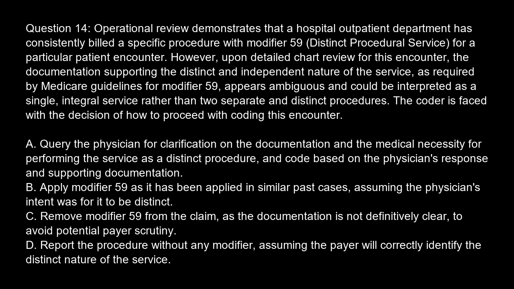Option A. Query the physician for clarification on the documentation and the medical necessity for performing the service as a distinct procedure, and code based on the physician's response and supporting documentation. Option B. Apply modifier 59 as it has been applied in similar past cases, assuming the physician's intent was for it to be distinct. Option C. Remove modifier 59 from the claim, as the documentation is not definitively clear, to avoid potential payer scrutiny. Option D. Report the procedure without any modifier, assuming the payer will correctly identify the distinct nature of the service.